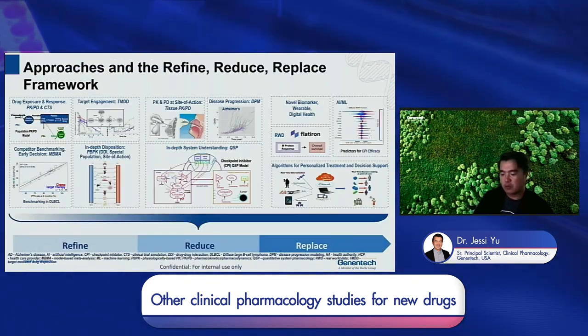Nowadays we're using more and more modeling approaches, and I think it's very similar to the toxicology world, where people say you can have the 3Rs to reduce animal use. Here we are seeing more and more use of modeling tools to refine the design of dedicated clinical studies and reduce the need to conduct them.